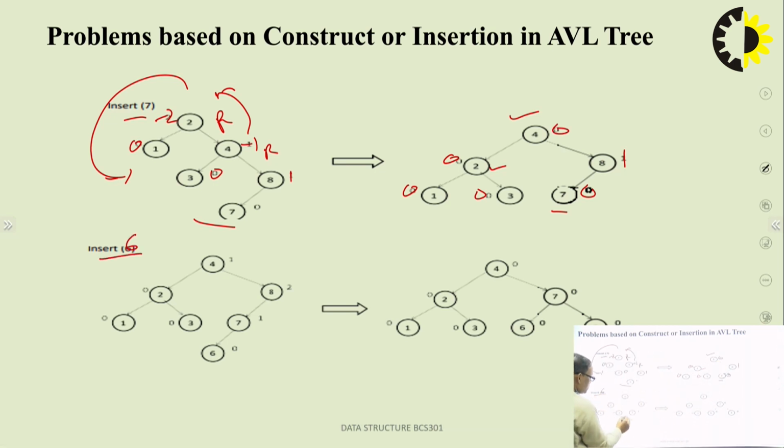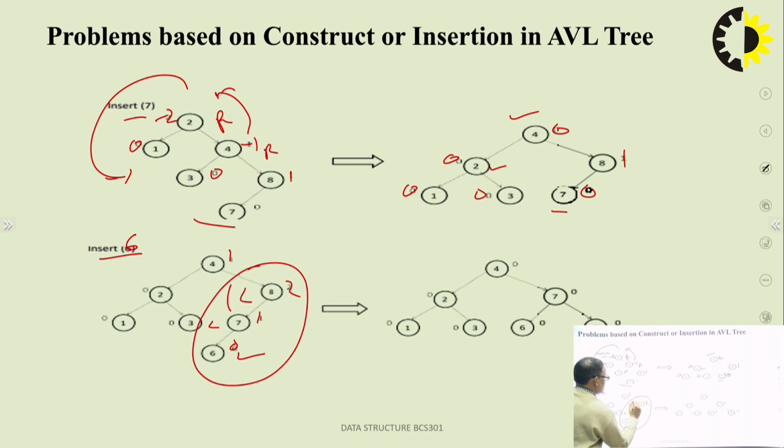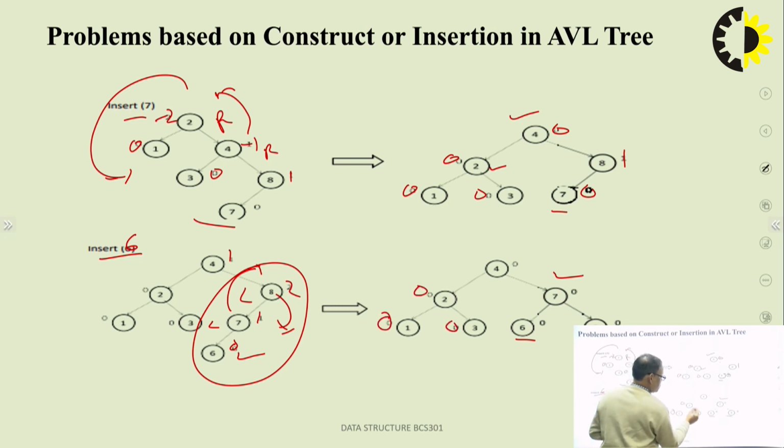Next we insert here 6. When we insert 6 it will be inserted here. Now the balance factors are 0, 1 and 2. Okay, balance factor 1, this becomes unbalanced. So we will perform the right rotation in context of this particular tree. Then 7 becomes the parent and 6 becomes the right child. Again the balance factors are 0, 0, 0, 0, 0, 0 and 0. So this tree is the balanced tree.